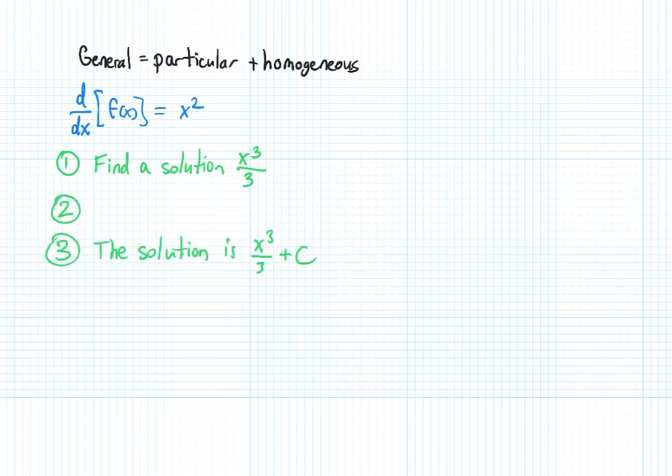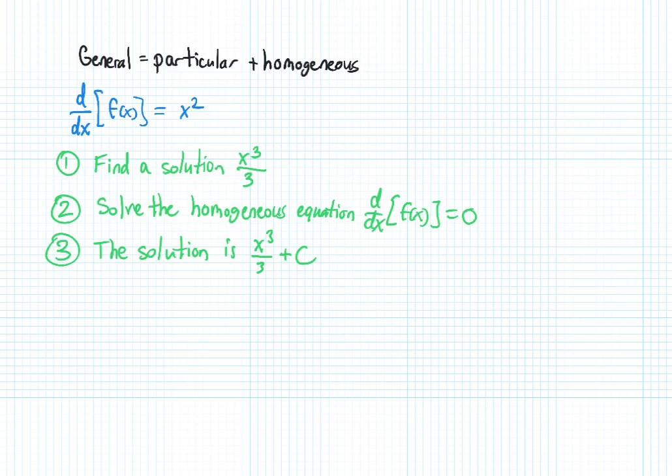And then what do you do? Well, you add plus c. You'll notice that I wrote this as step 3 because really what's happening in your calculus class is that you skip straight to step 3. But there is a middle step, which is that you solve the homogeneous equation where d/dx of f(x) is equal to 0. And what are the functions whose derivative is equal to 0? Those are the constant functions.